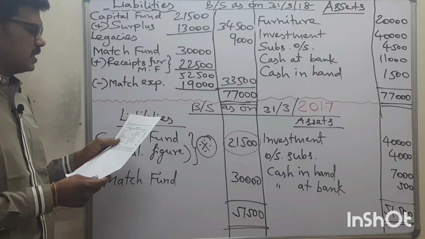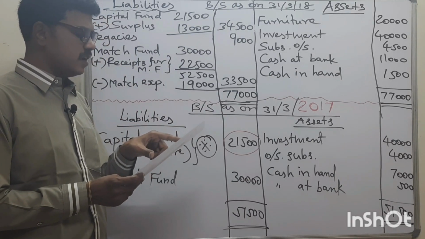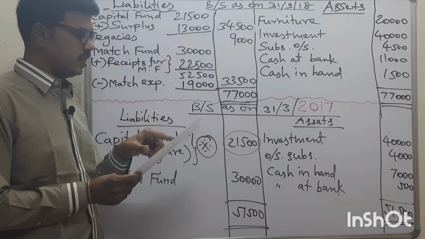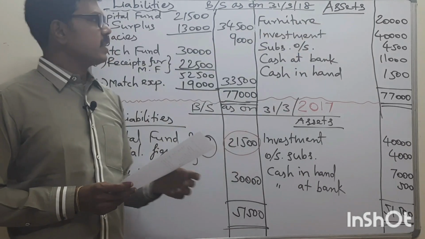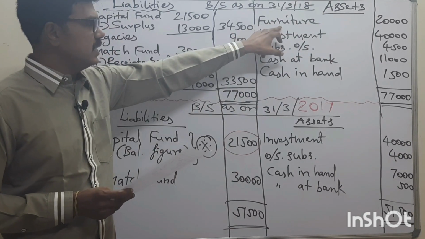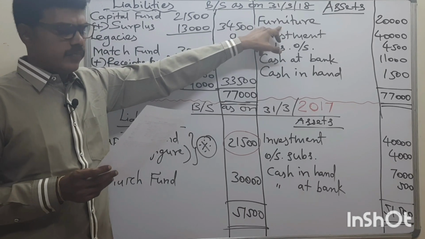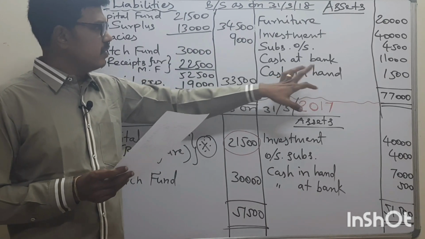Then if you come to the asset side, upkeep of ground is the expense, recurring expense or revenue expense. Match fund account, we have shown it under match fund. Sundry expenses, furniture 20,000, right? Furniture 20,000 is the asset. There is no depreciation related to the asset given. Then closing cash in hand and cash at bank, 1,500, 11,000.